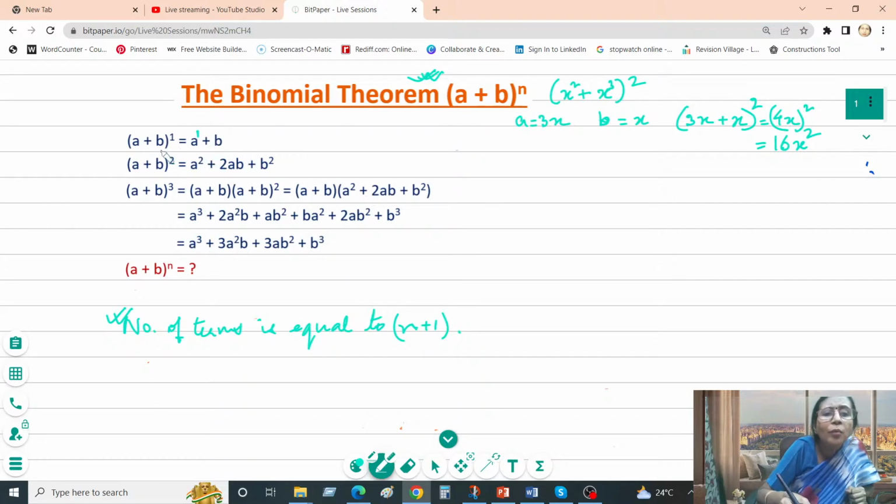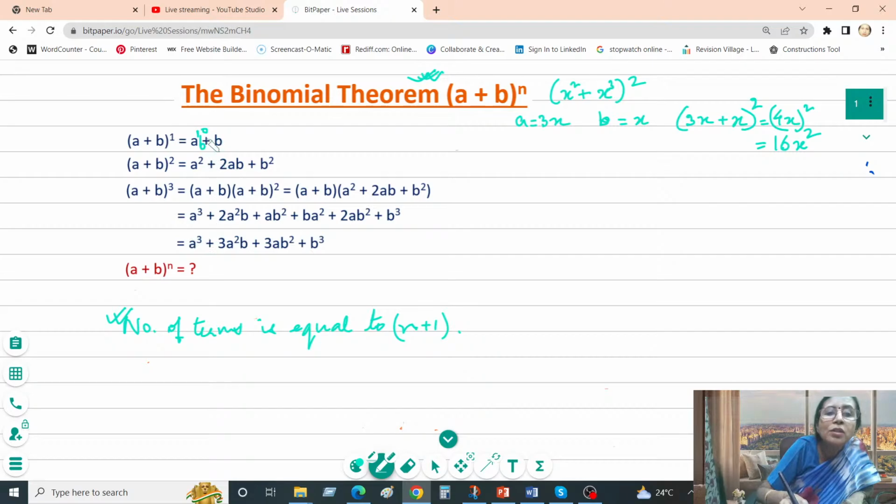And now, but what is b? b is nowhere seen in the first term. We don't see b anywhere. a square, a to the power of 1, a to the power of 2, a to the power of 3. We do not see b. Why don't we see b? Because b is there but b is having a power of 0.